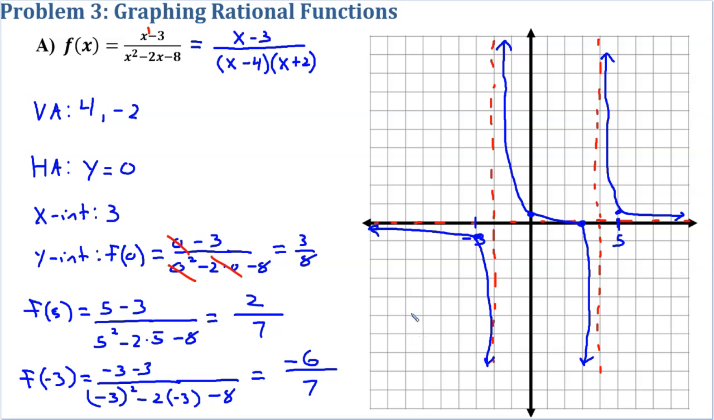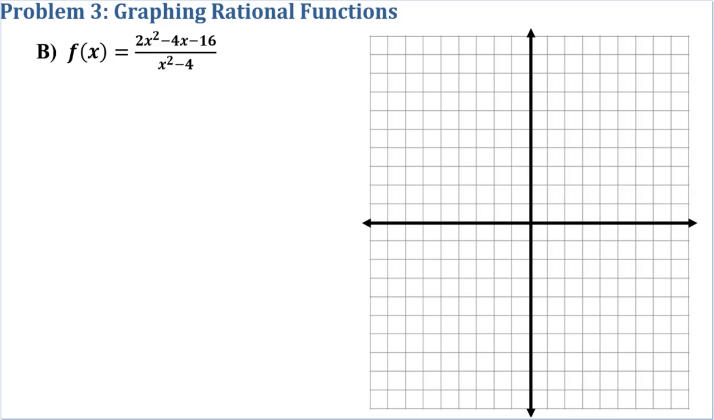All right, so there's an example of graphing an ugly rational function with the vertical asymptotes, horizontal asymptotes, x-intercepts, y-intercepts, and then plotting some additional points if we need to. Let's take a look at a few more examples here.